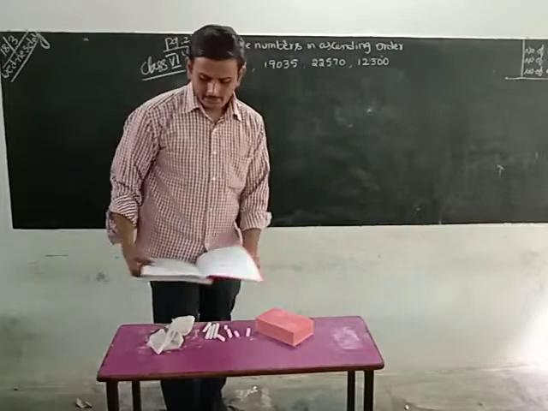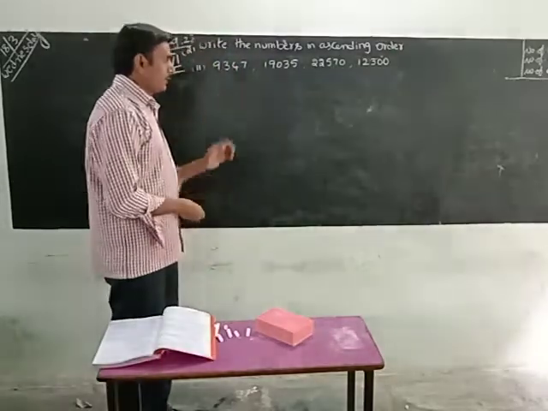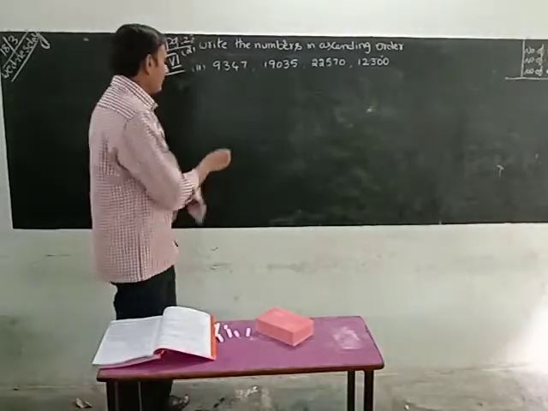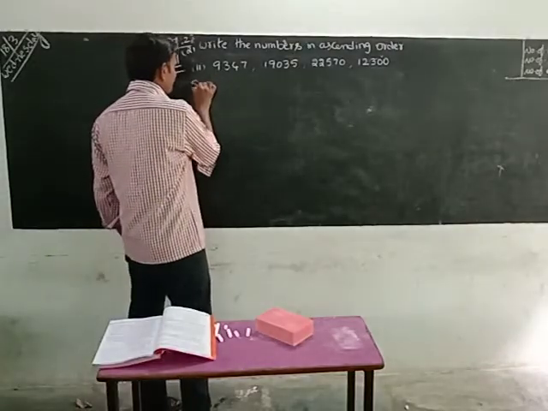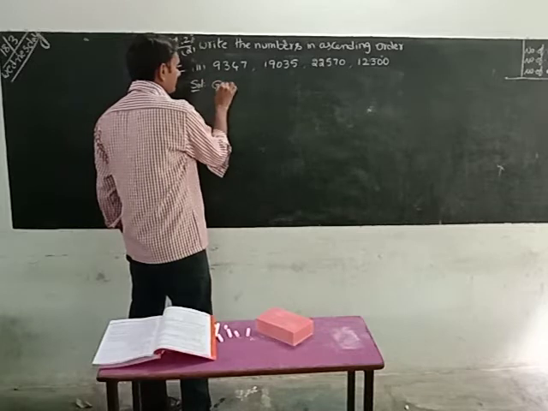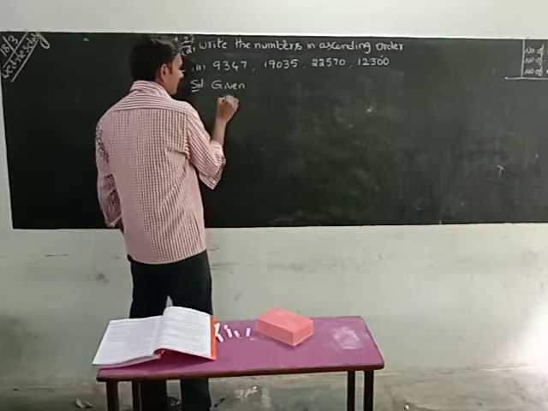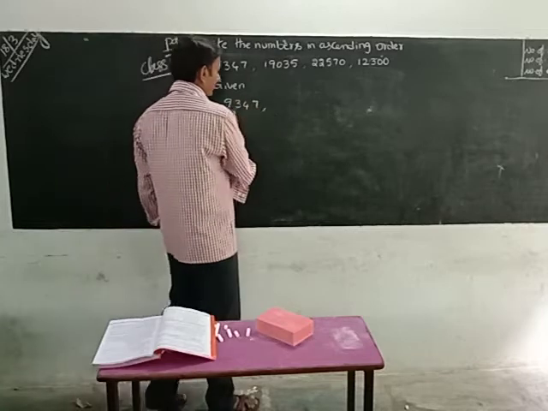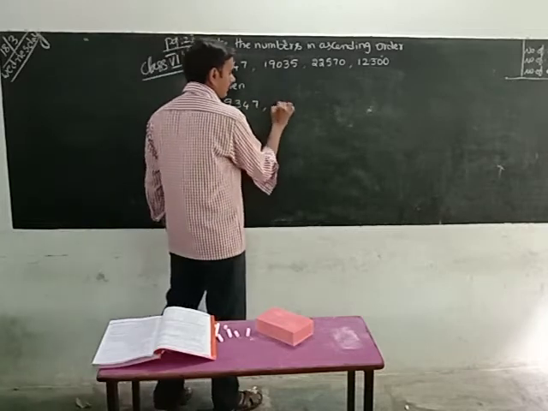Okay, this is the second question. For this also I want to find out the ascending order. Before going to find the ascending order, what is given here? Given: what are the given numbers here? 9347.